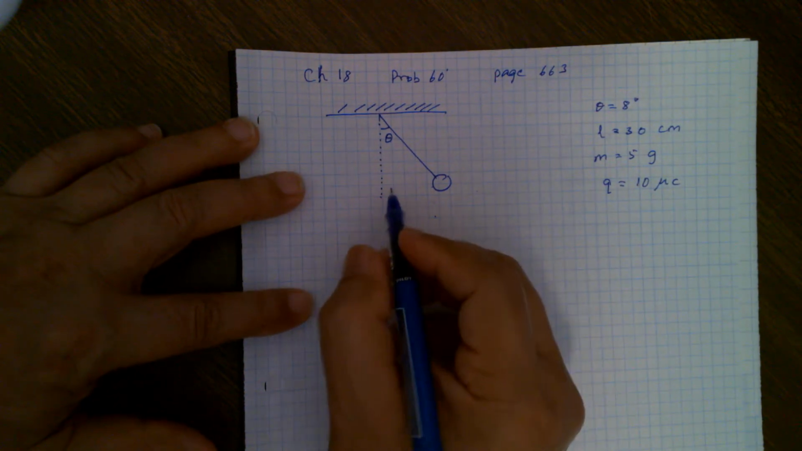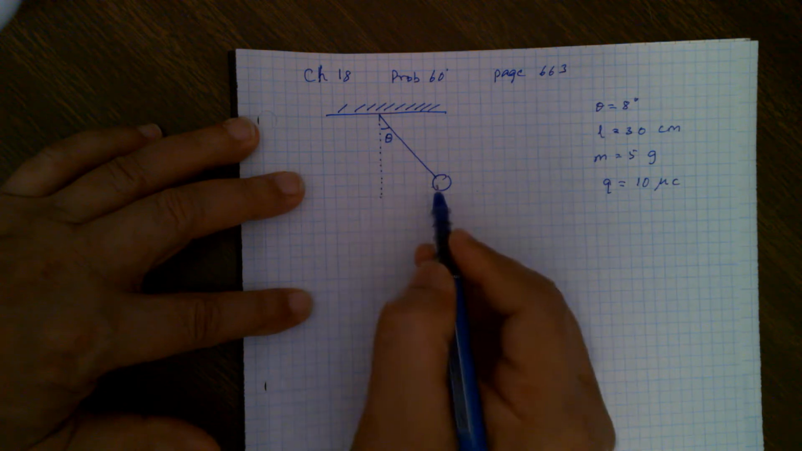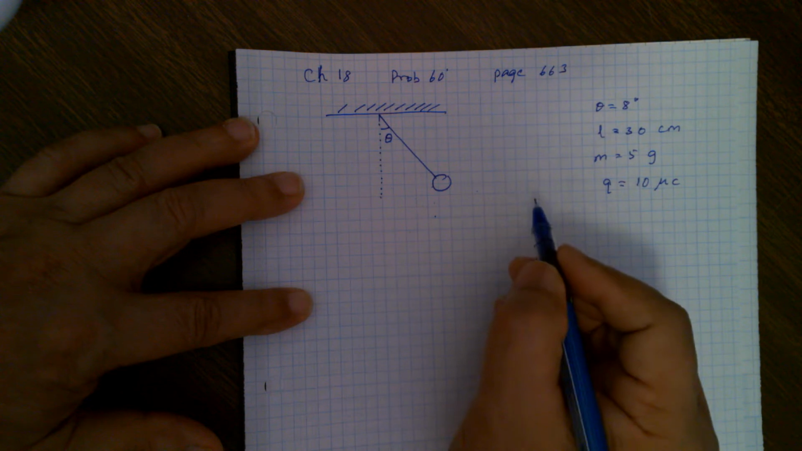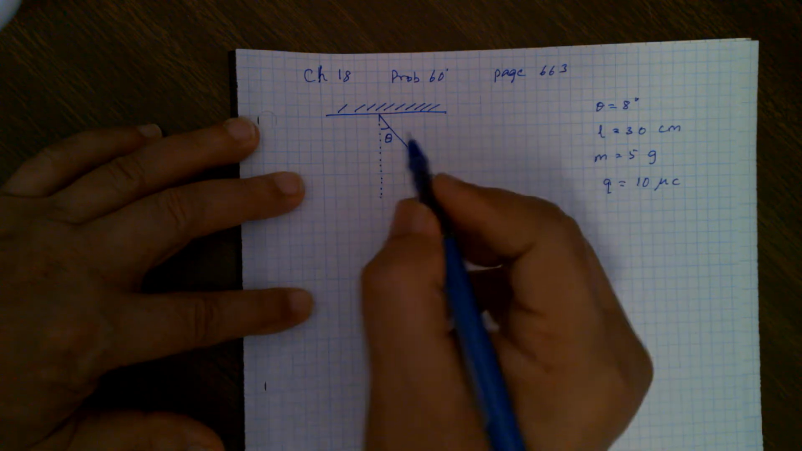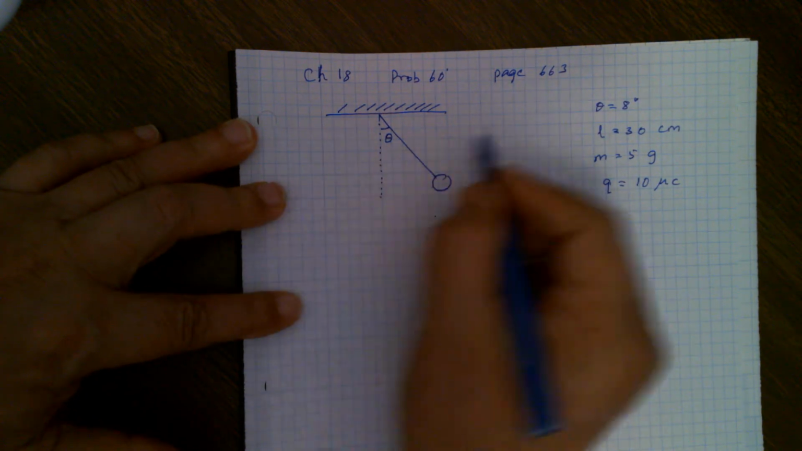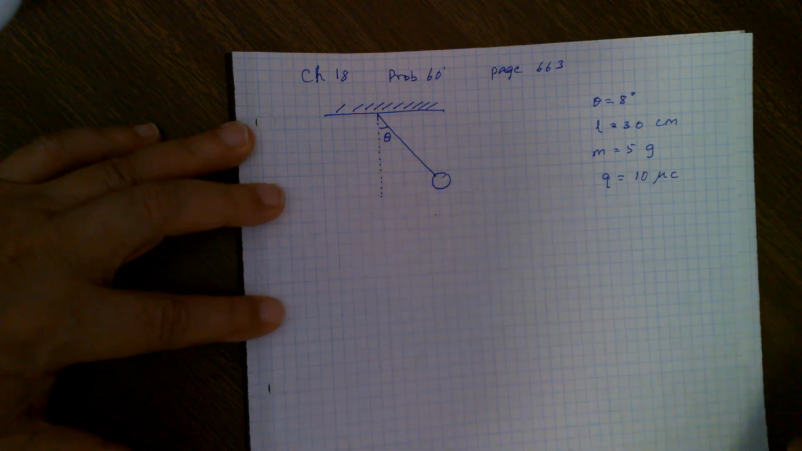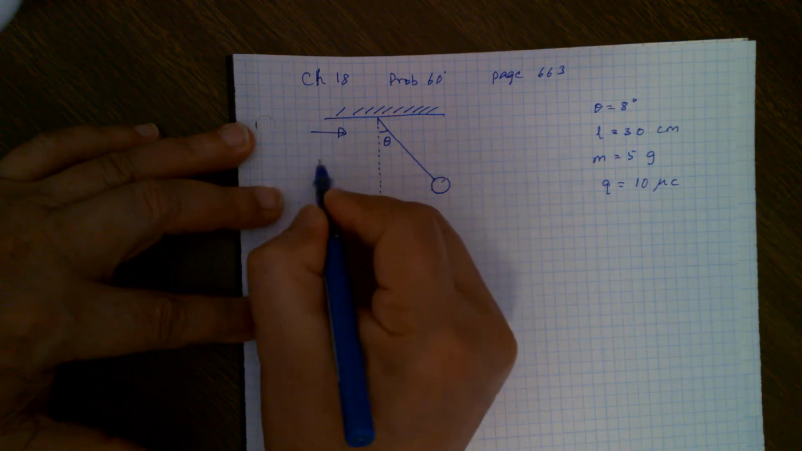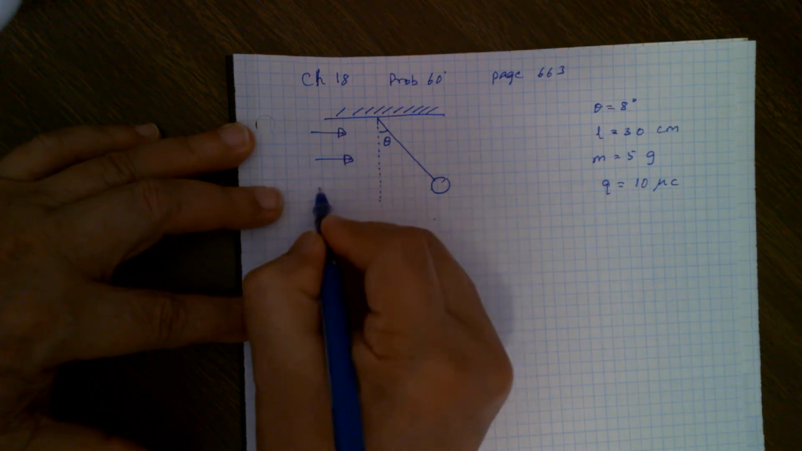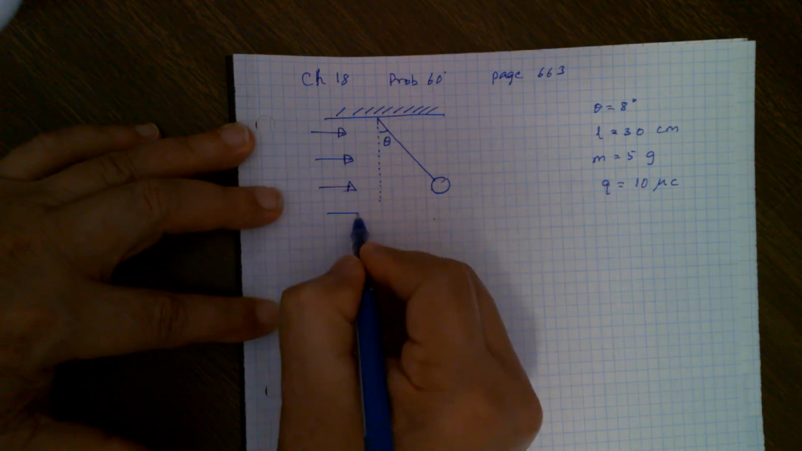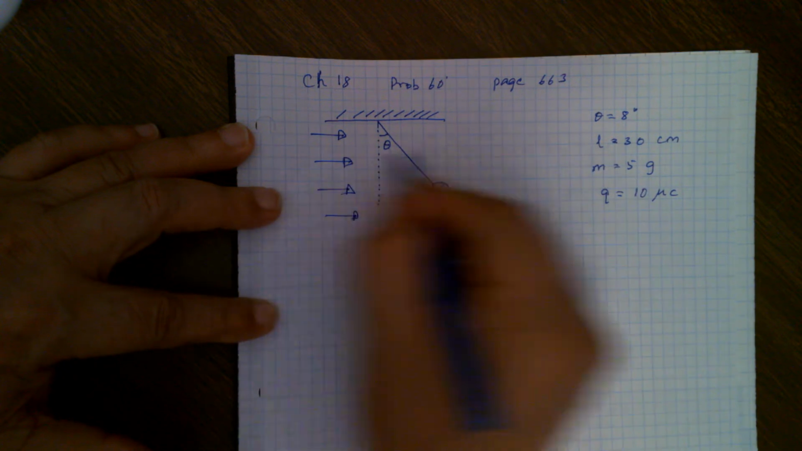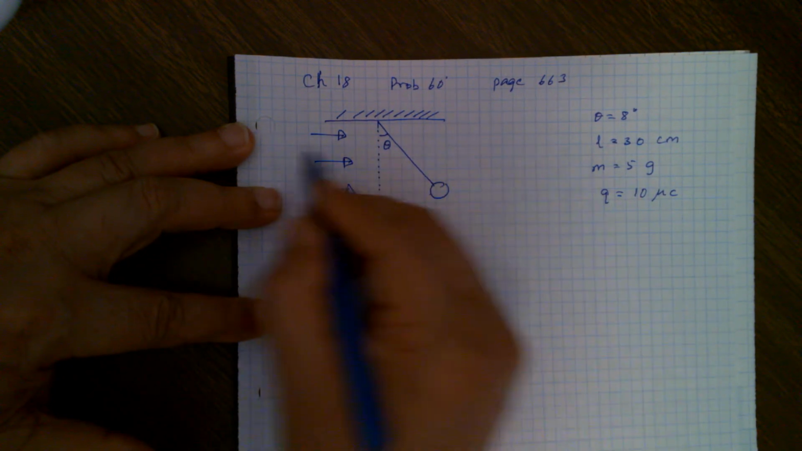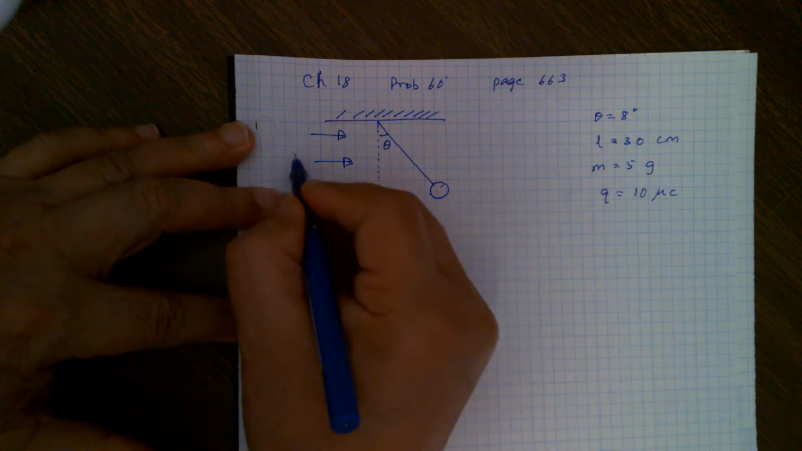And the reason it is hanging to the right is because there is a force pulling this object to the right. And the force is coming from an electric field. I am not going to draw the electric field all over the place because then it will be confusing looking. So I'll just draw it on this side. You have to understand that it's going all the way horizontally across this plane. Okay? So that's electric field E.